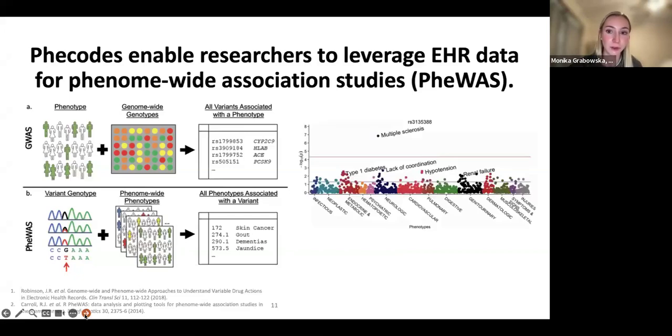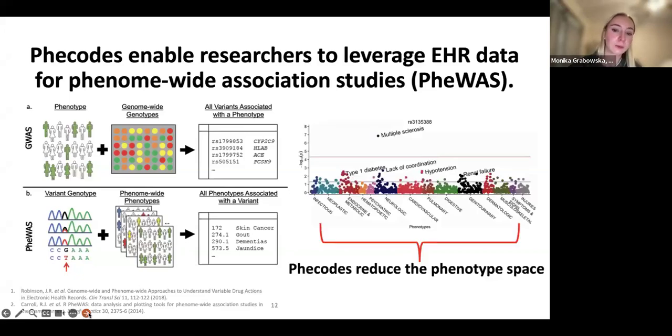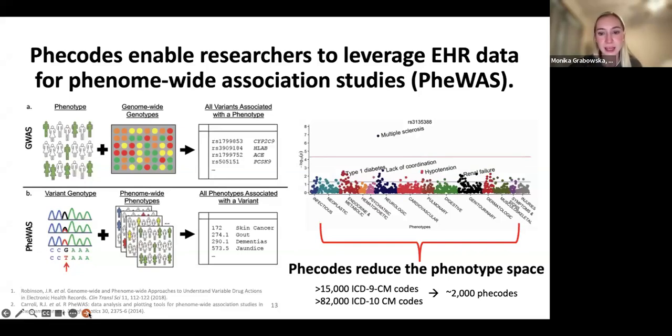And this is really hard to do if you're just looking at ICD codes, because as I mentioned, there's over 15,000 ICD-9-CM codes and over 82,000 ICD-10-CM codes. But by grouping the ICD codes into a reasonable number of clinically meaningful phenotypes represented using Phe codes, we can actually perform clinically relevant PheWAS studies using the Phe codes. And this is just an example of the Manhattan plot that you would get from such a PheWAS, showing this SNP here, which is associated with multiple sclerosis.